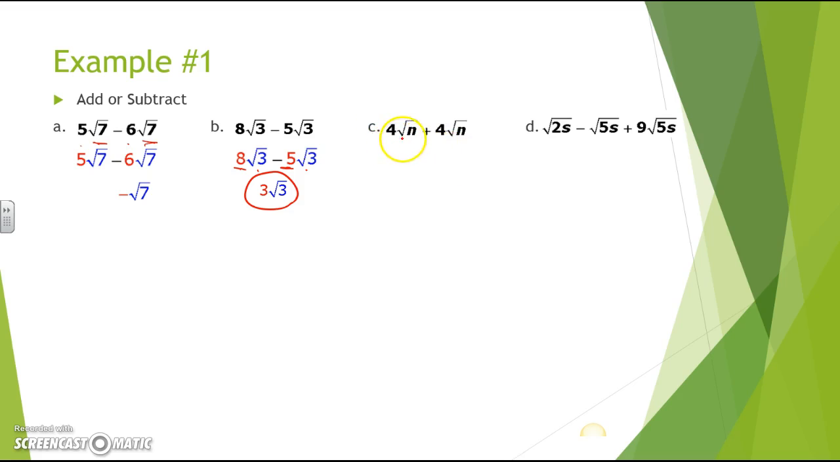The next one, my like radicals are square root of n. So we have square root of n, and then we add the 4, so 4 plus 4 gives me 8 times the square root of n.